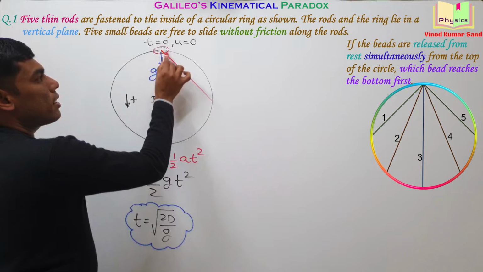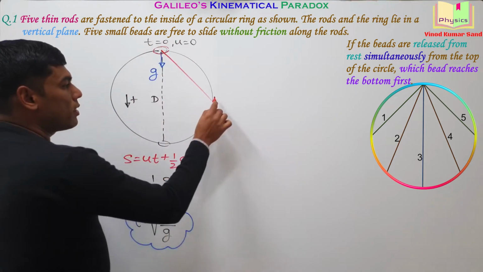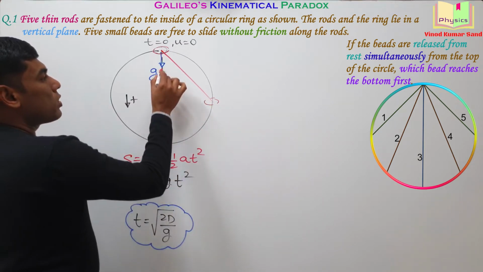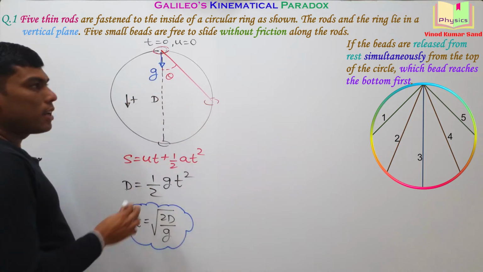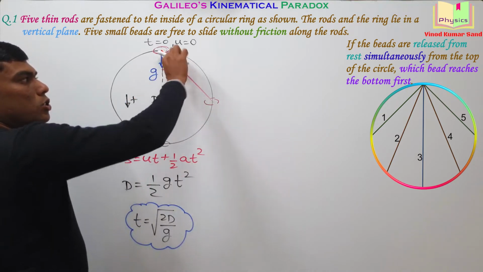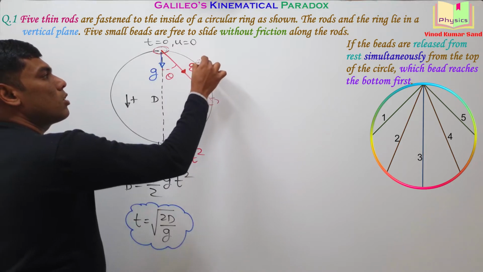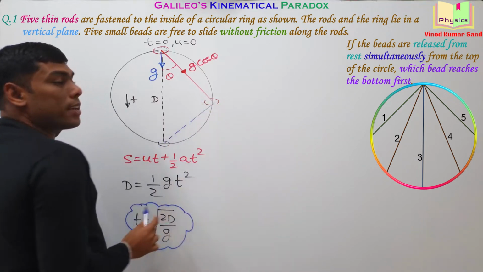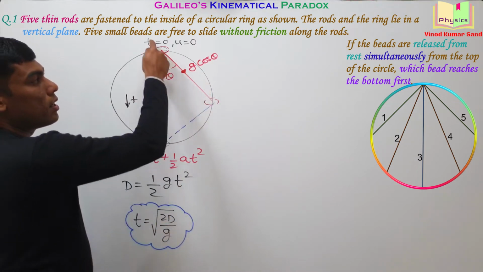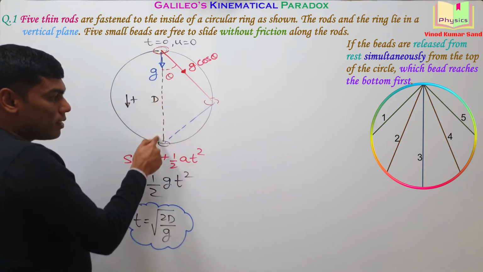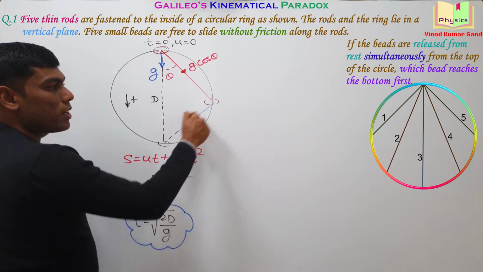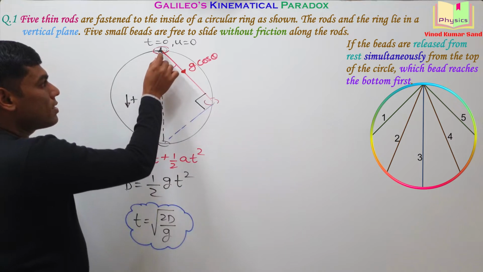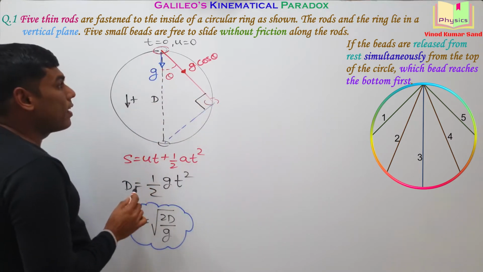Now let us focus on this path. A bead starts here at t equal to 0. Its initial velocity is 0 and the bead reaches the bottom of this path. For doing the calculation, I am taking this angle as theta. Then the component of g in this direction will be g cos theta. Actually, we can complete the triangle here, and it is a property of the circle that if you consider this diameter and these two chords, then the angle here is 90 degrees. So this is the largest side of this right angle triangle.